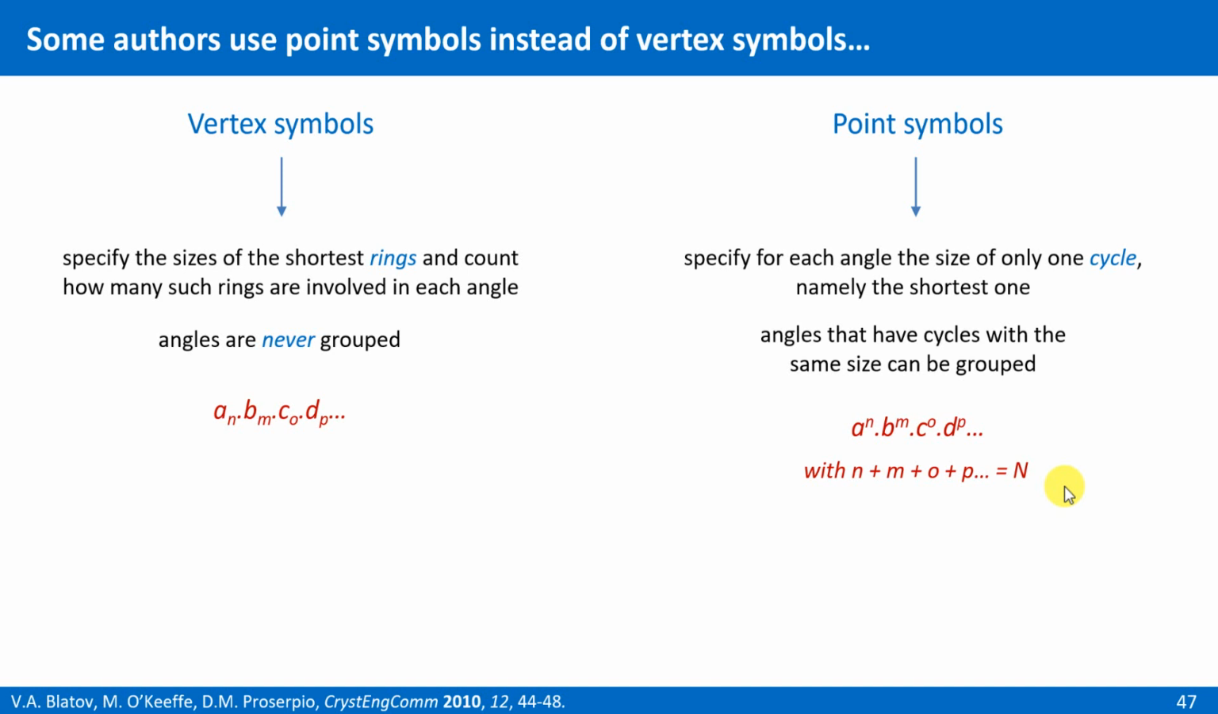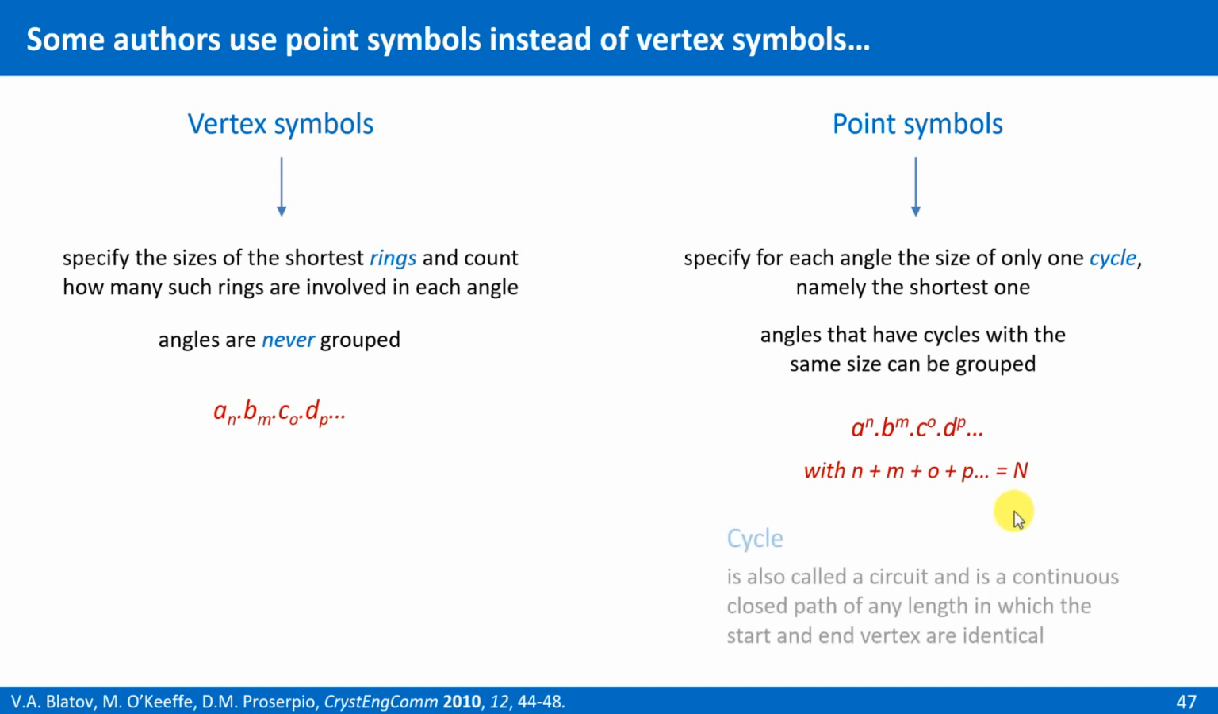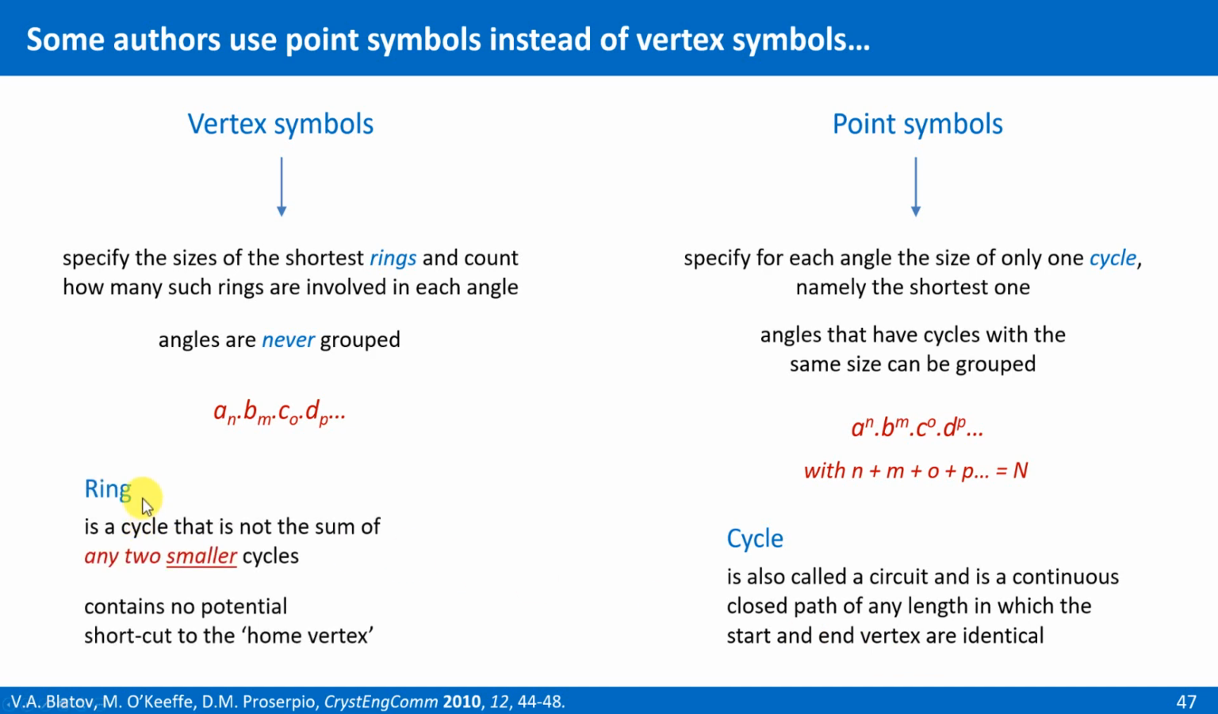So what is a ring and what is a cycle? A cycle, which is also called a circuit, is a continuous closed path of any length in which the start and end vertex are identical. A ring, in contrast, is also a cycle, but a special cycle, namely a cycle which is not the sum of two smaller cycles. This is the mathematical definition, and there is another description which is much easier to grasp. A ring is a cycle without a shortcut to the home vertex. An example will clarify this.